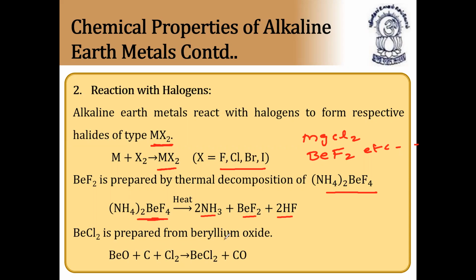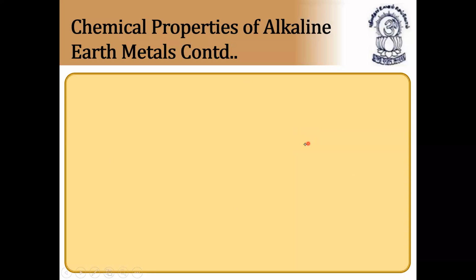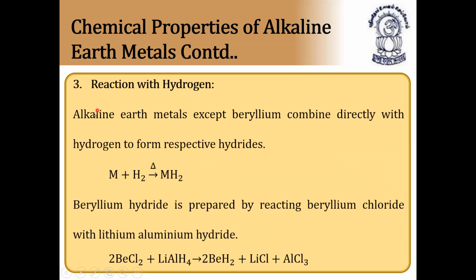Beryllium chloride is prepared from beryllium oxide. Beryllium oxide combines with carbon and chlorine gas to form beryllium chloride and carbon monoxide. These reactions are very, very important. Next. What happens? All alkaline earth metals combine with halogens and form their respective halides of type MX2. Next continuation. Reaction with hydrogen.